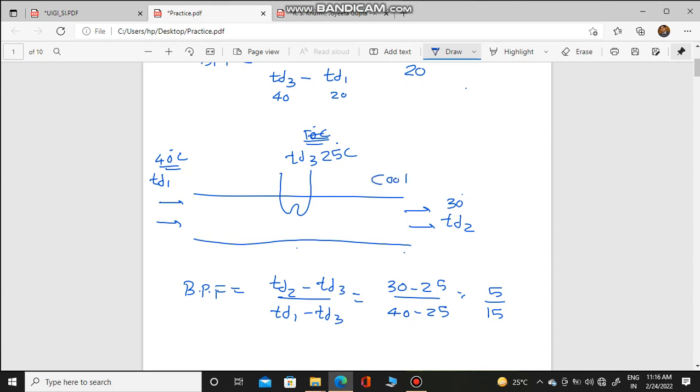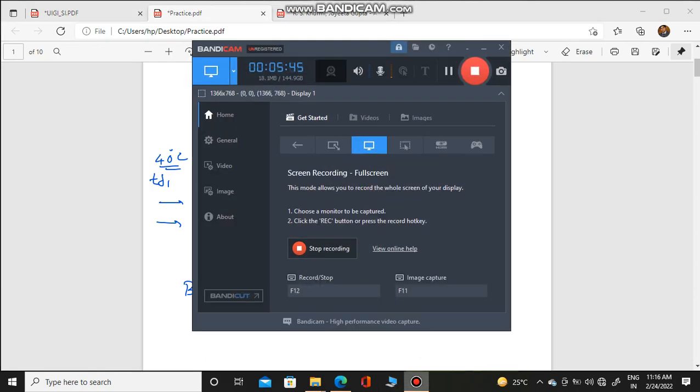So this is how you can find out bypass factor for the cooling process. This is for cooling, and the previous example was for heating. Clear? So now we will solve numericals in the next lecture. This is the basics for sensible heating and sensible cooling. Now we will solve numericals in the next lecture.